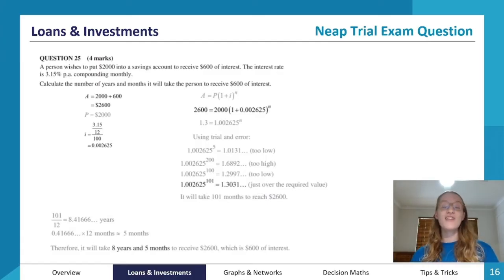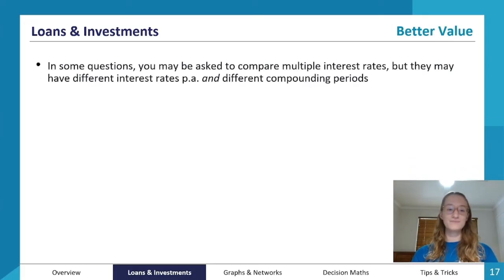So it's important to note that we don't just need to use the compound interest formula for loans or investments where the amount is unknown. Like with any other formula, we can actually rearrange it and solve for other variables. So that's one question example there.